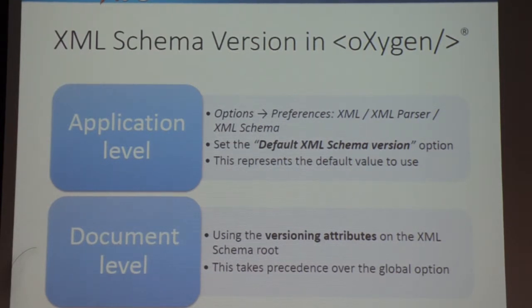oXygen determines the XML schema version which your schema belongs to from the versioning attributes set on the schema root. This value takes precedence over the global option set in the application preferences.